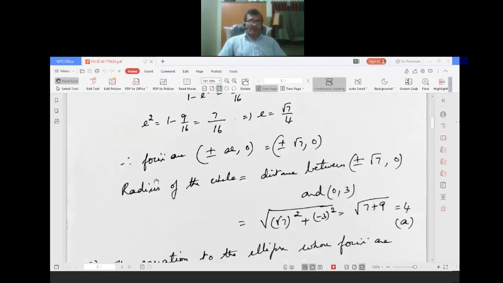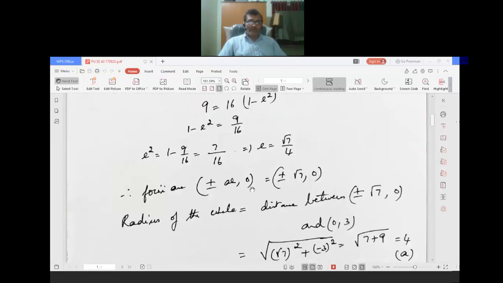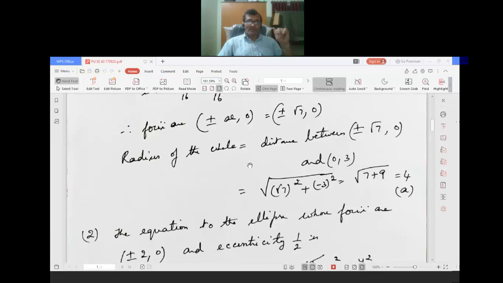So the foci are given by plus or minus a e comma 0. a is 4, so 4 into root 7 by 4 comma 0. So plus or minus root 7 comma 0. The radius of the circle is the distance between the foci and the center, which is given here as 0 comma 3. So the distance between plus or minus root 7 comma 0 and the center 0 comma 3. We use the distance formula: square root of root 7 squared plus minus 3 squared. So it is root of 7 plus 9, 16. So that is equal to 4.